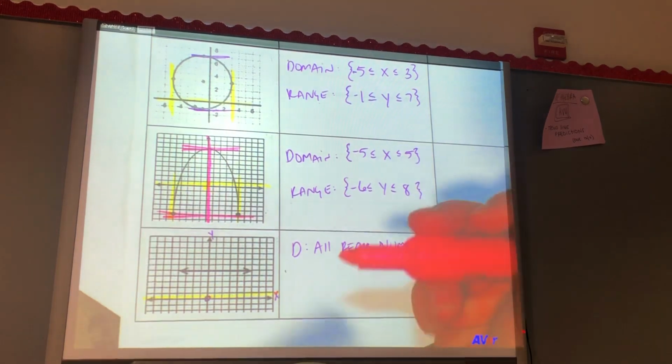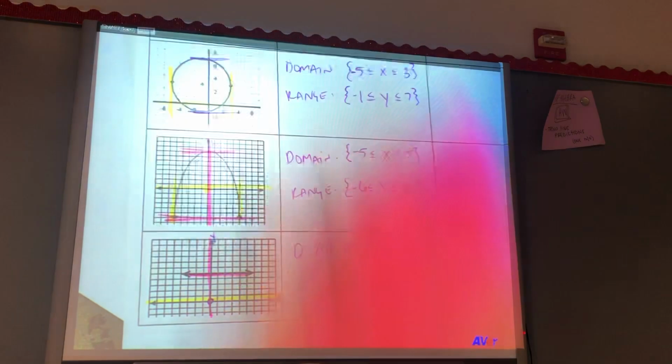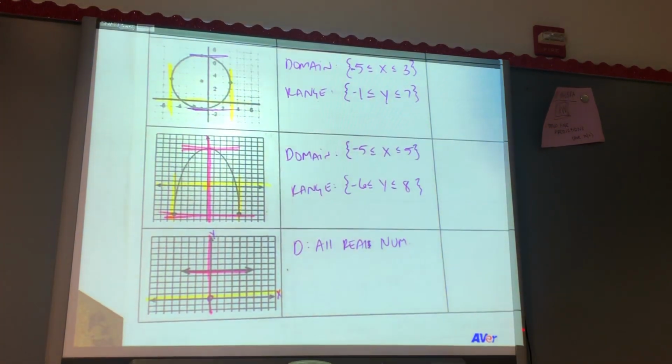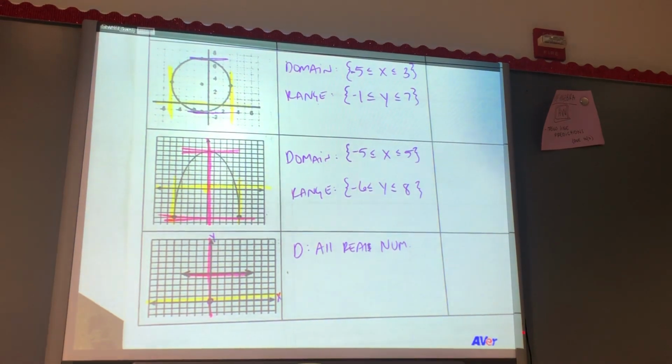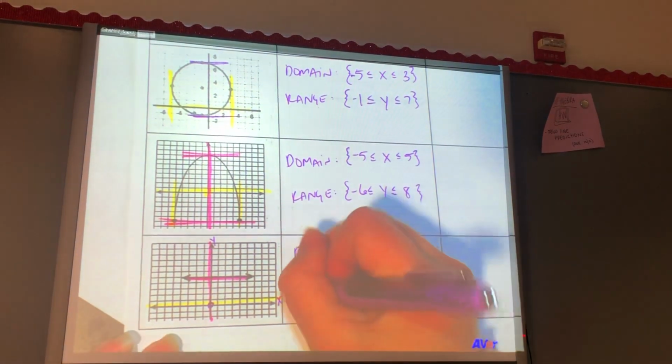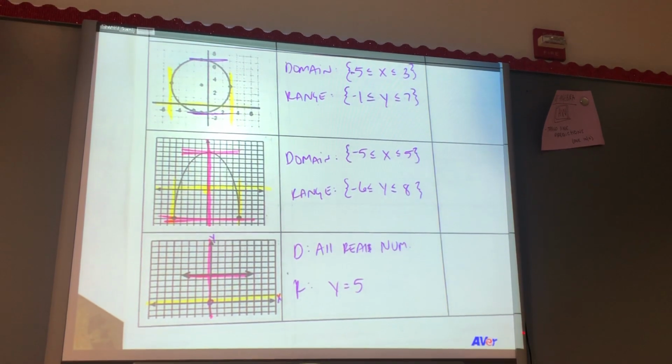The part for the y values, the range. It only ever goes right there. At 1, 2, 3, 4, 5. So for the range, because it only ever hits one number, I just say y equals 5. And that's it.